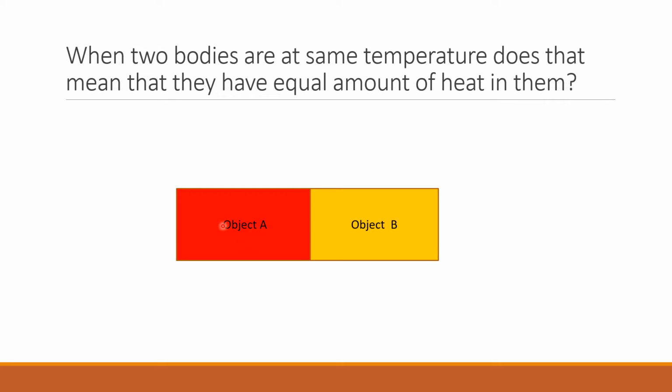Does that mean that when two objects, object A and B, are placed in contact with each other and they are at the same temperature, they have an equal amount of heat energy between them? That means when we took the example of a hot water bath and a thermometer, when the thermometer was showing exactly the same temperature as that of hot water, does that mean that they have an equal amount of heat energy between them? The answer is no, because temperature is not the only parameter which determines the quantity of heat energy absorbed by the body.